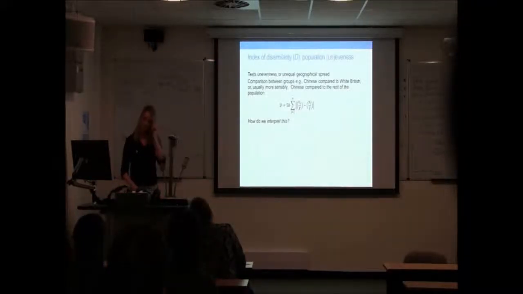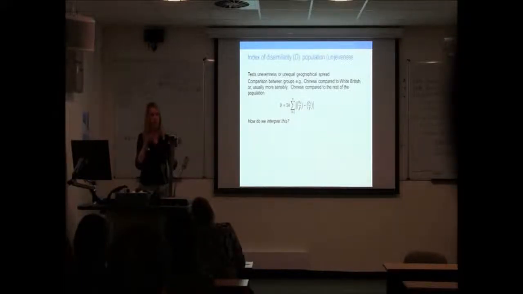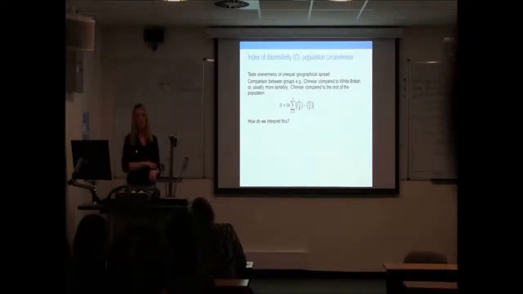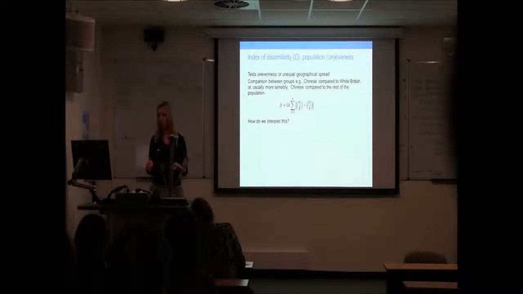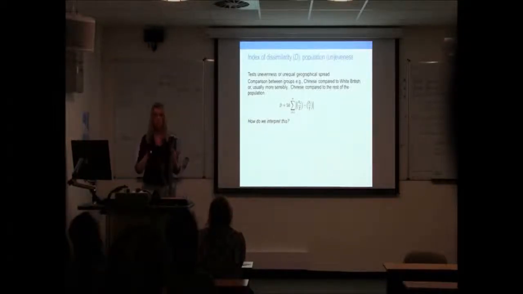Okay, so the Index of Dissimilarity is by far the most commonly used measure of segregation. It measures the population unevenness in an area, so how evenly the population is distributed across an area. What you can do is compare between ethnic groups, so for example the Chinese group compared to the white British group. But usually more sensibly, what's done is comparing an ethnic group like the Chinese to the rest of the population. So how evenly distributed is that ethnic group compared to the rest of the population?